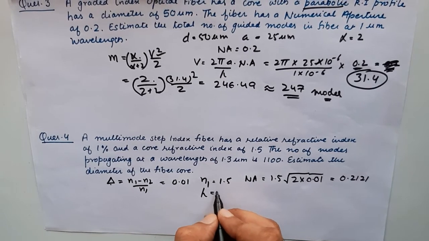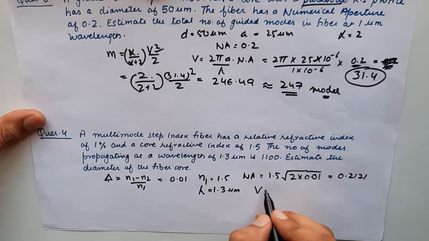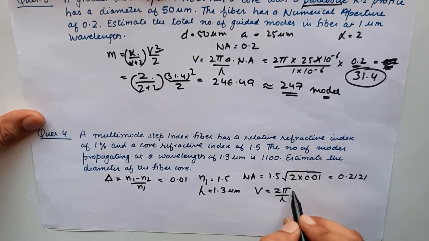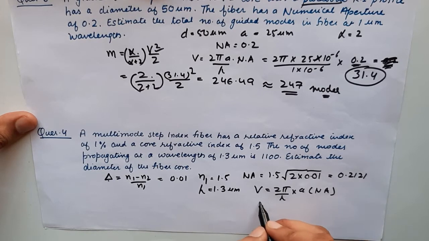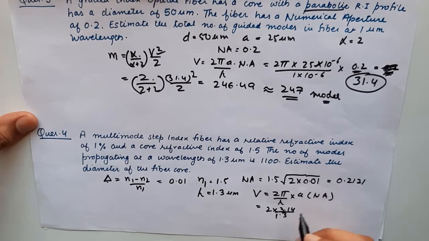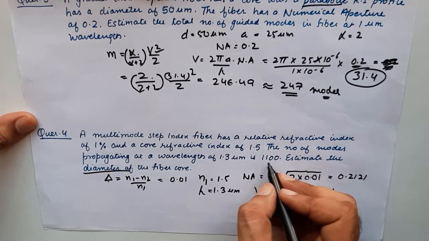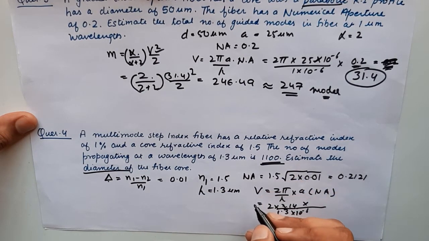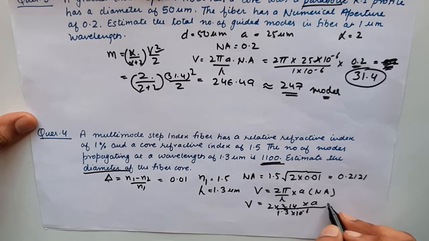The wavelength for this is 1.3 micrometer. Cool. So we can easily find V number, which is 2 pi by lambda into a into numerical aperture. Correct. So substituting the values, 2 into 3.14 upon 1.3 into 10 raised to the minus 6 into a, which is something that we need to find, the diameter, and for how many modes? 1100 modes. So let's calculate V. So this is going to be a, and numerical aperture is 0.2121.